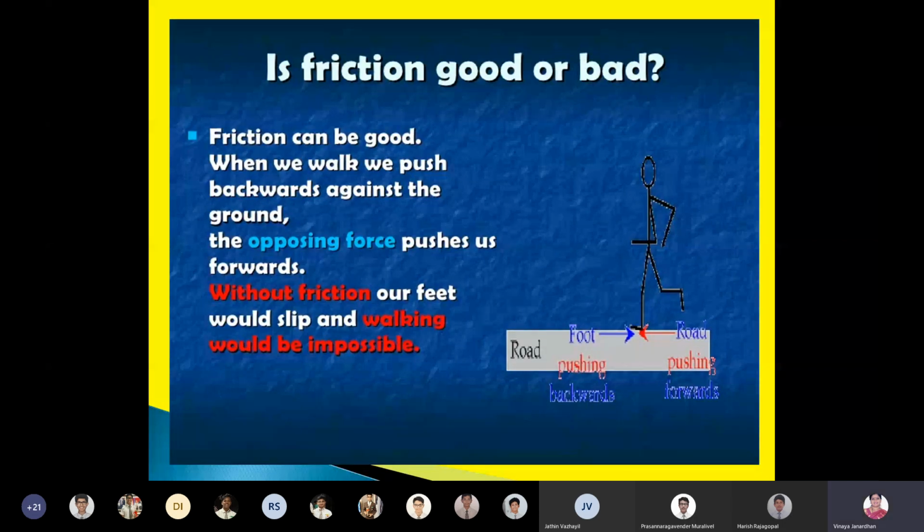Can someone read this? Dheeraj is here or absent? Yes, ma'am, I'm here. Okay, Dheeraj, just read out. Is friction good or bad? Friction can be good. When we walk, we push backwards against the ground. The opposing force pushes us forward. Without friction, our feet would slip and walking would be impossible. Okay, fine. Next.